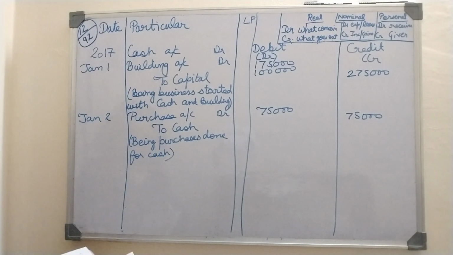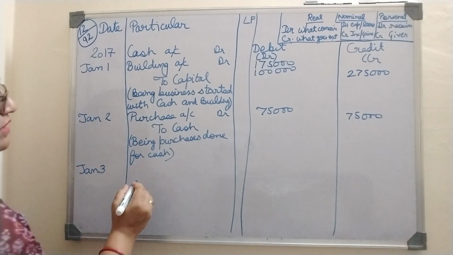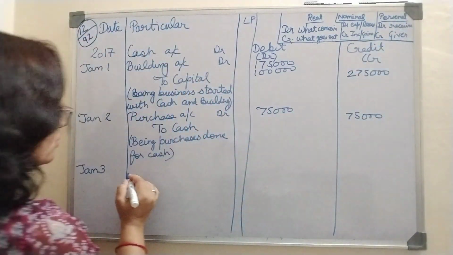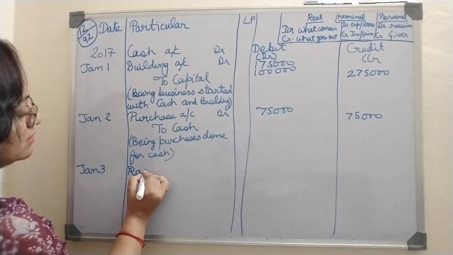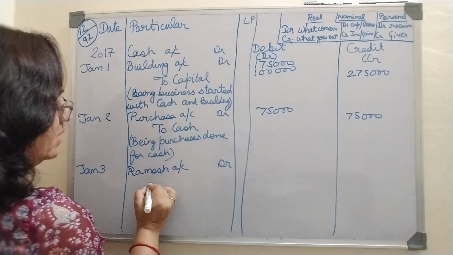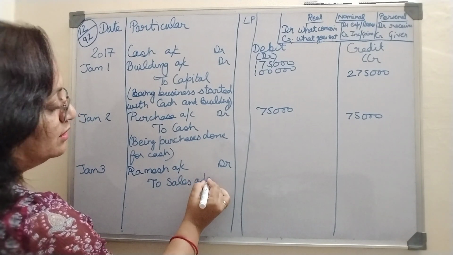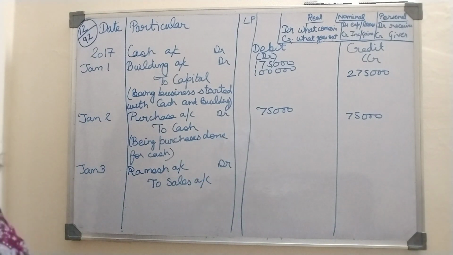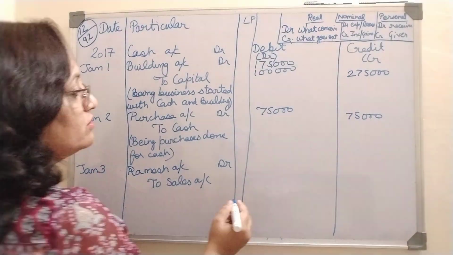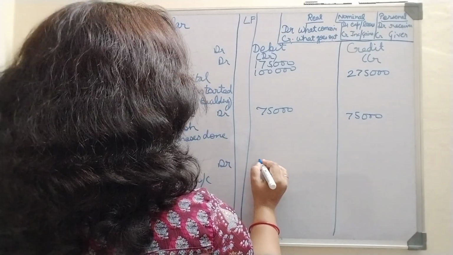Now next is January 3, sold goods to Ramesh. Whenever I am selling the goods, who is the receiver? Debit the receiver. So Ramesh is the receiver. Ramesh account debit. And whenever I am selling, the sales account is affected. Purchase account, sale return account, purchase return account, I will tell you the detail of that also. So Ramesh account debit to sales. How much is it? 30,000.